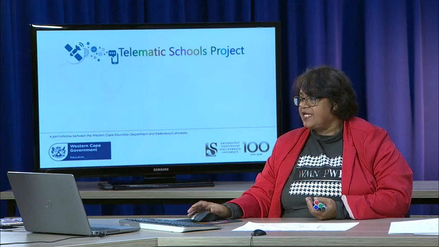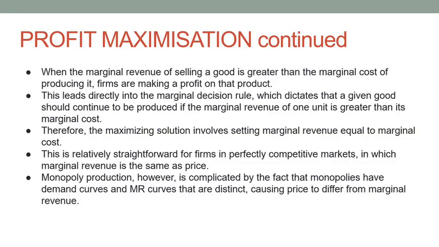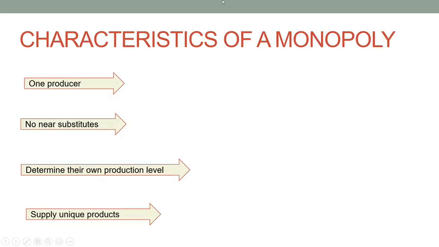Okay. Right. So this is relatively straightforward for firms in perfectly competitive markets in which marginal revenue is the same as price. Monopoly production, however, is complicated by the fact that monopolies have demand curves and MR curves that are distinct, causing price to differ from marginal revenue. We're not going to be looking at the graph for the monopoly, but the last section that we are going to have a look at is the characteristics of a monopoly. We won't have time to get into the graphs of the monopoly.